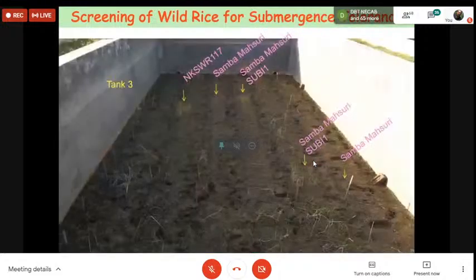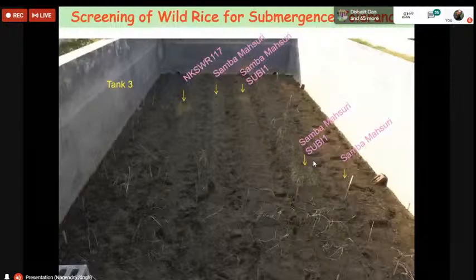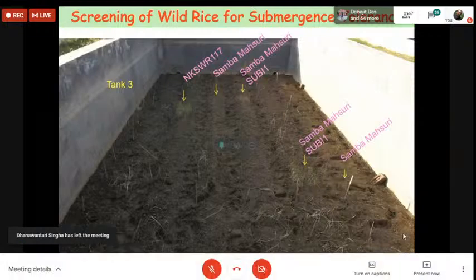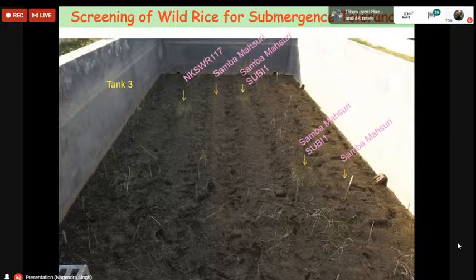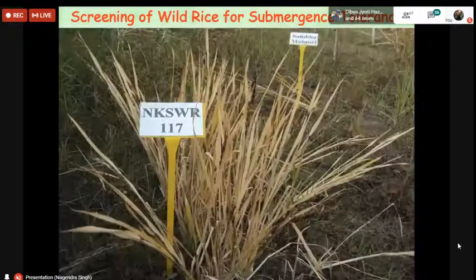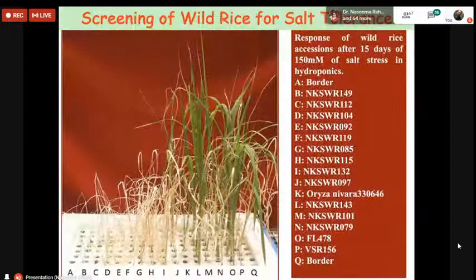Then we identified new sources of flooding tolerance also. And then one can go to the treadmill, the way FR13A Sub1 was discovered. We are now midway through, trying to find if we can have some other new genes, different from Sub1. That is the idea. So these are the lines which, after 18 days of complete submergence, bear fruit and panicles.